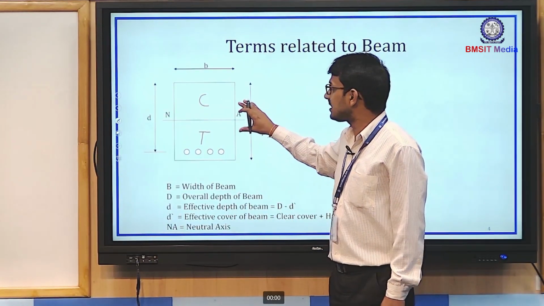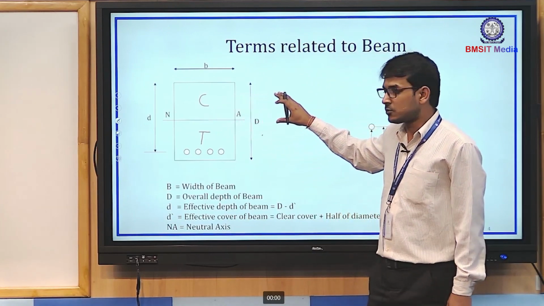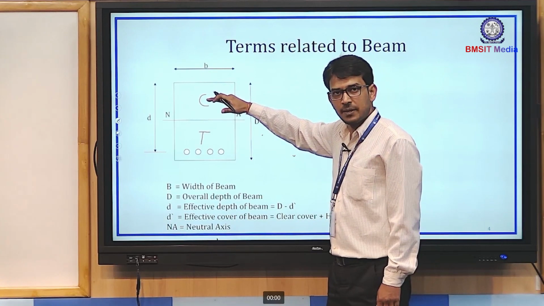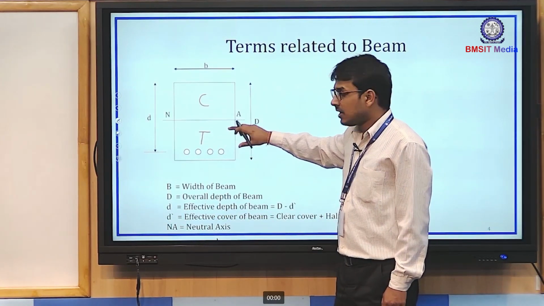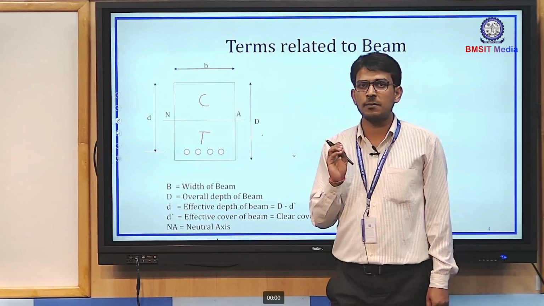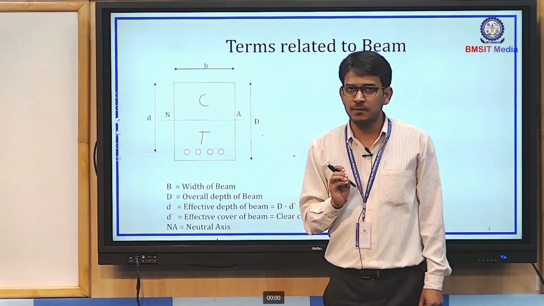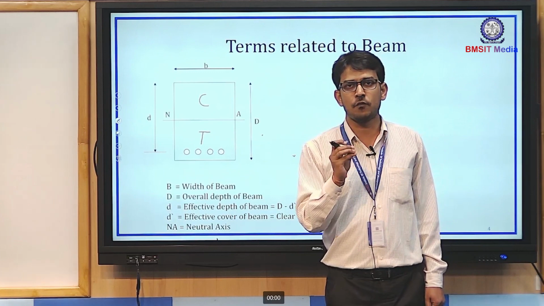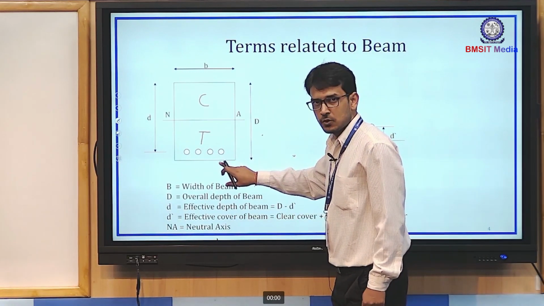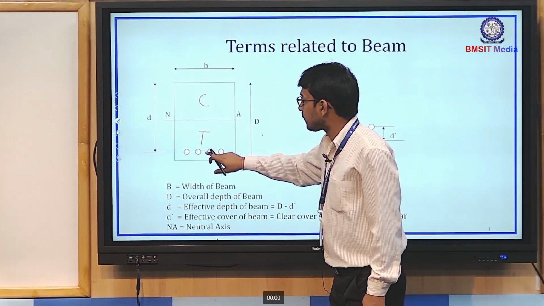So here we are considering a simply supported beam. In a simply supported beam, the neutral axis divides the section: the upper side is the compression zone, the lower side is the tension zone. As we are talking today about the analysis of the singly reinforced beam, we only have to provide the reinforcement in the tension zone. This is the main reinforcement we are providing.